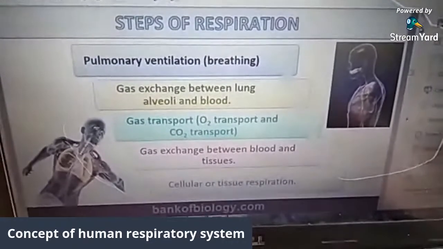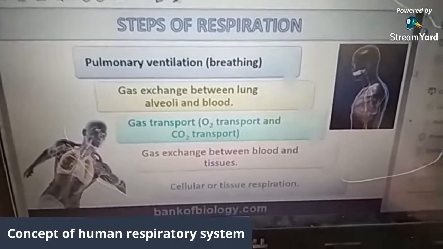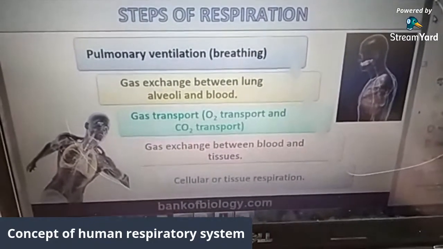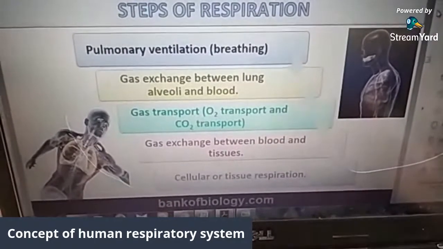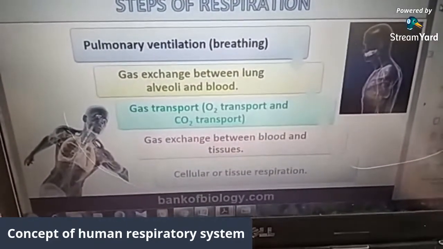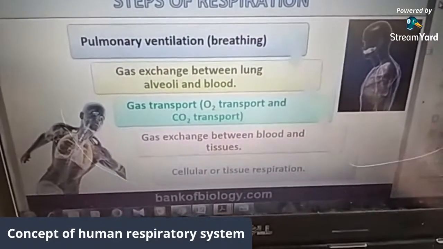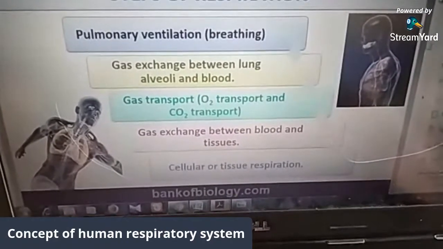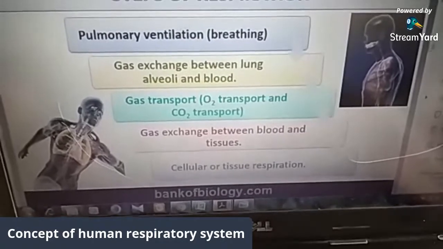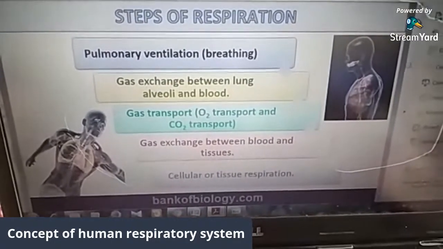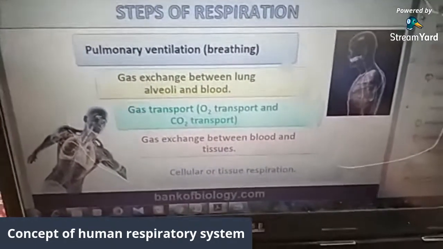This is very important for your exam. If you want, you can take a screenshot of this slide. The steps of respiration. First is pulmonary ventilation, which is called breathing. Then gas exchange between the lungs, alveoli, and blood, and then gas transport, oxygen transport and carbon dioxide transport. Then gas exchange between the blood and tissues, and then cellular or tissue respiration occurs. So this is the overview of the steps of respiration.